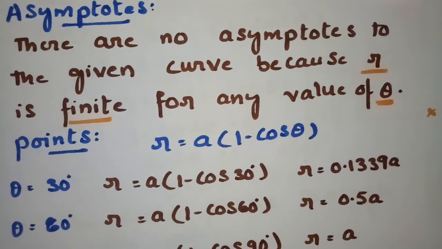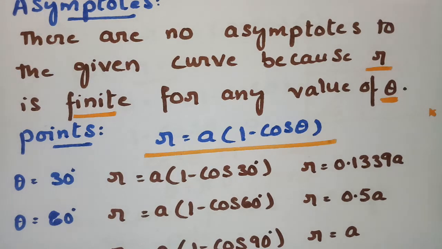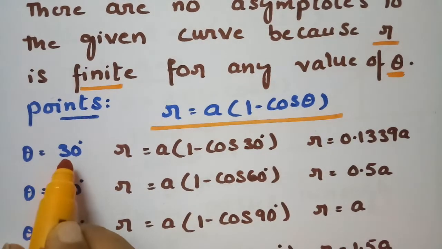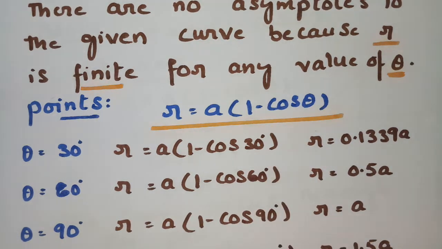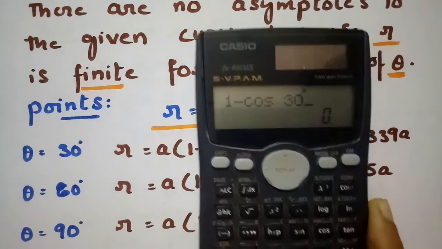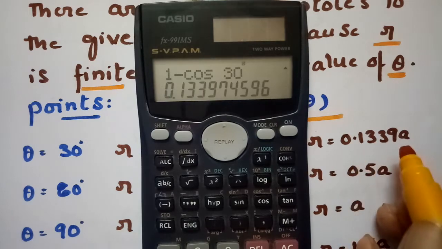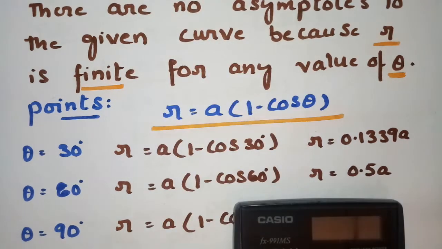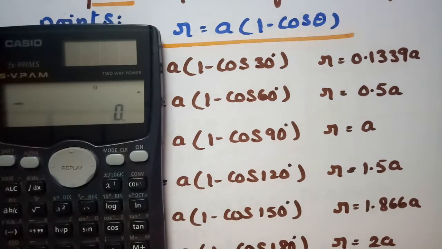Next, coming to the points. This is the equation of the curve, and in this equation I have given certain values here. First of all, θ = 30 degrees. As you know, cos 30 is root 3 by 2. You can use the calculator: this is 1 - cos 30 degrees, which is equal to 0.1339. Clear? And the next one is for 60 degrees. So this will be r = a(1 - cos 60), so this is 1 - cos 60 degrees.